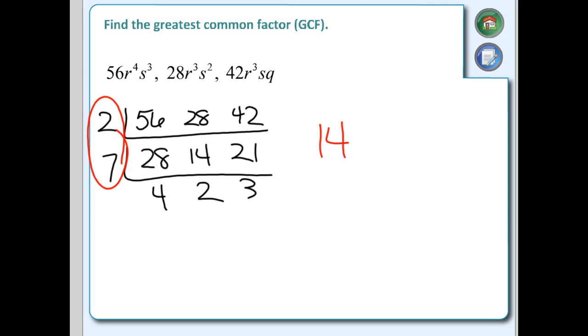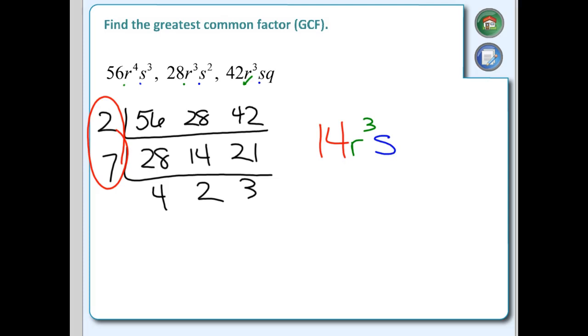Now we've got to do the letter part. Okay, so let's look up here. I've got r to the fourth, r cubed, and r cubed. Now remember, when we're looking at the letter part, we're going to pull out the letter with the smallest exponent. So we're going to take that r cubed because it's the smallest exponent. Let's look at the s's and see what happens. We've got s cubed, s squared, and s. Which one has the smallest exponent? Yes, s.